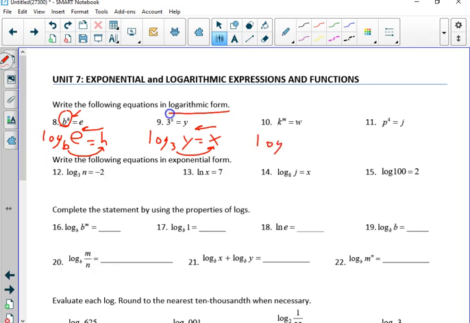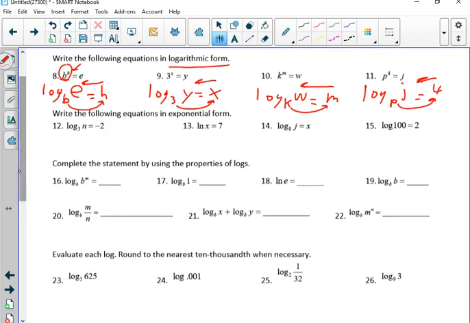Write log. What's the base? K. Equal sign, to the what? M. Equals what? W. Number 11. Log. What's the base? P. Equal sign, to the what? 4. Equals what? J. That's all.